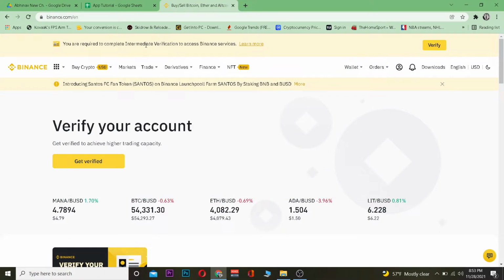Binance is the world's top cryptocurrency exchange where you guys can buy and sell crypto. And since it's the world's top crypto exchange, a lot of people use it. And since a lot of people use it, it's pretty secure as well.